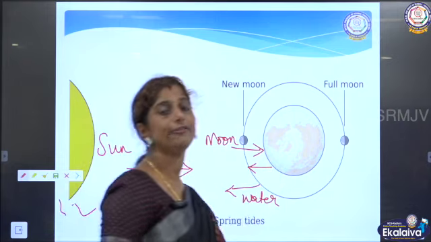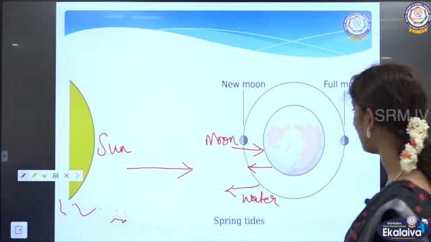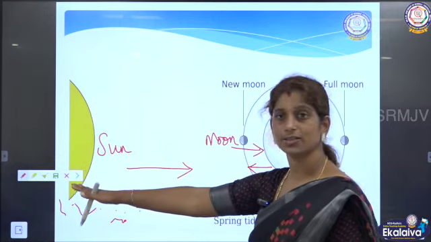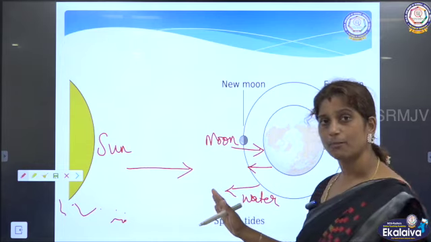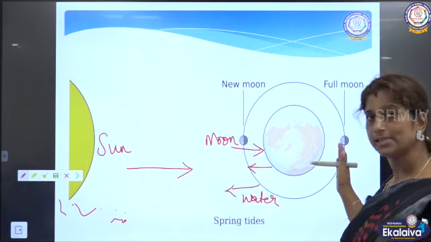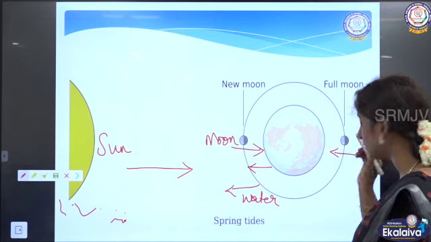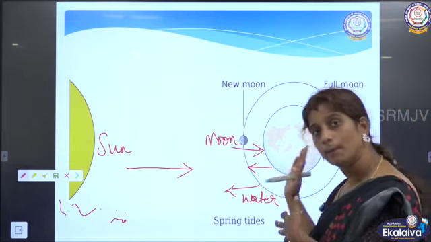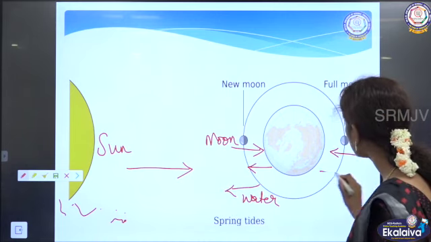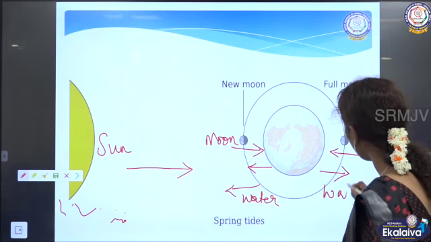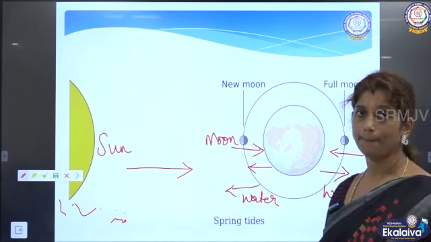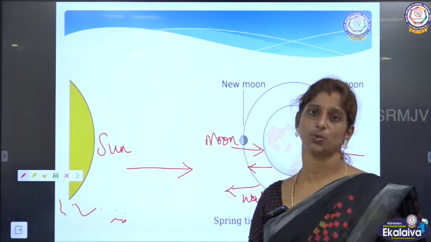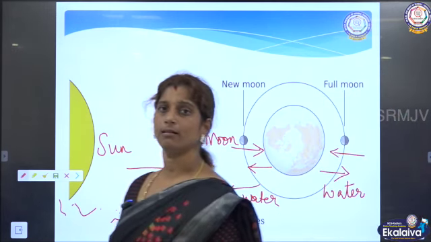The other way, if it is going to be a full moon day, the sun is in this direction, so the pressure is going to come this way. The moon is in this direction, so the pressure is going to be this way, right. So what will happen again? Water will bulge in this direction as well as this direction. So on both the directions, water will bulge. So that is what we call spring tide.